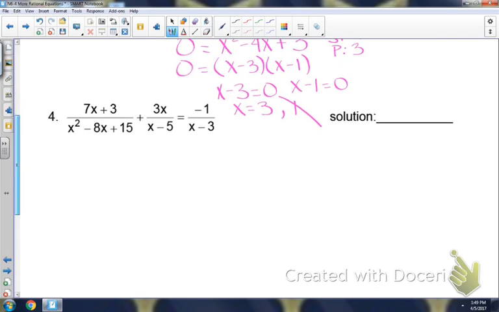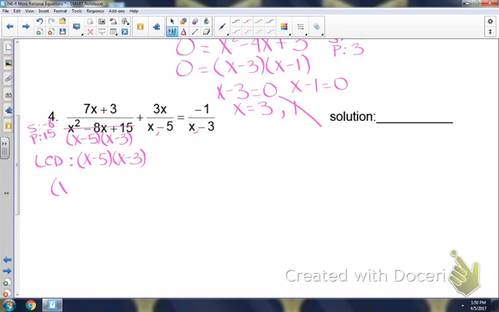Okay, last one. So factoring this trinomial, sum's negative 8, product is 15. That would be a negative 5 and a negative 3. So bring both of those down. And then notice we already have an x minus 5, and then we already have the x minus 3. So we don't need to bring those down.